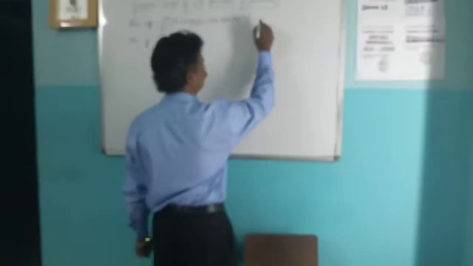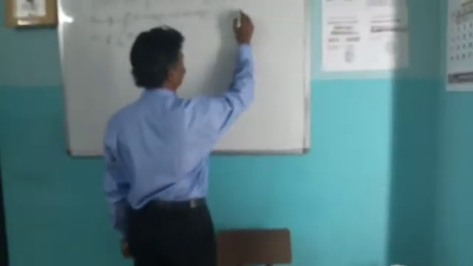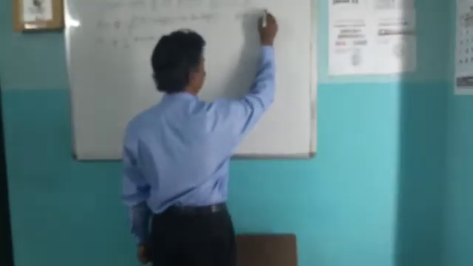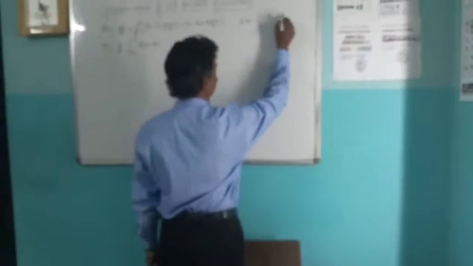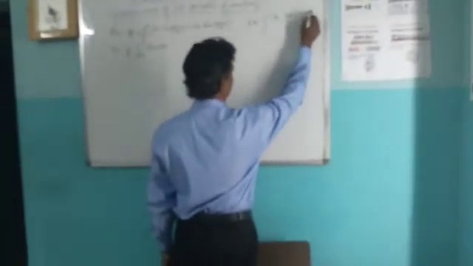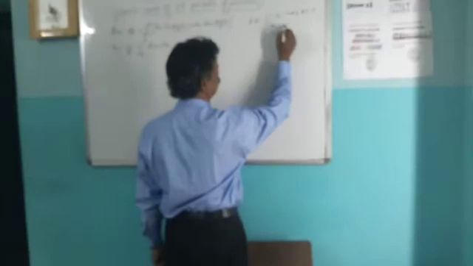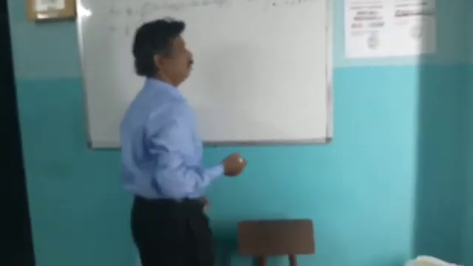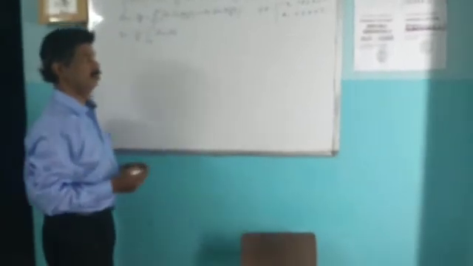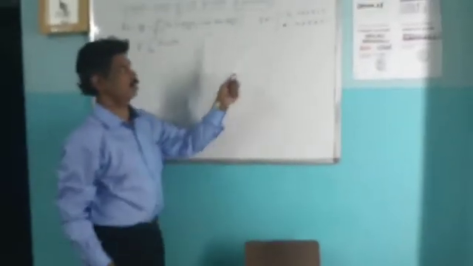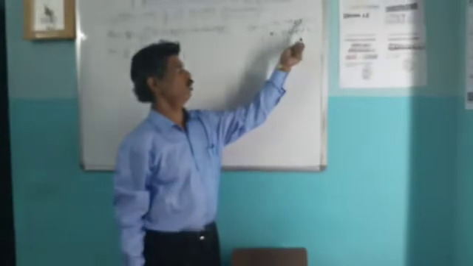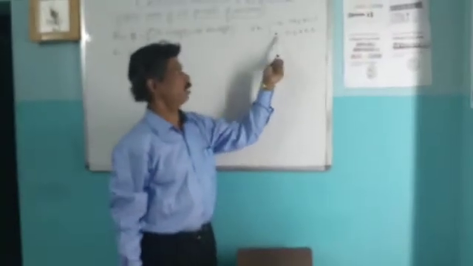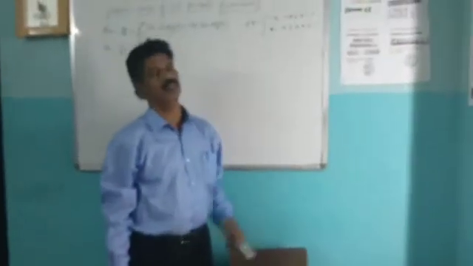Find the Fourier series of the function f of x equal to minus x, minus 2 less than or equal to x less than 0, and x, 0 less than or equal to x less than 2.